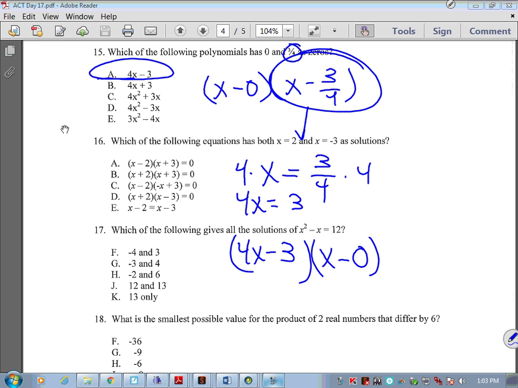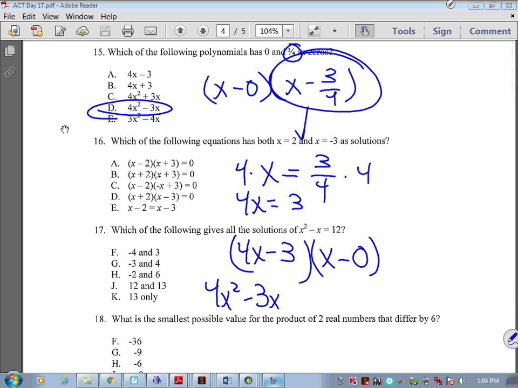Okay, so what's 4x times x? 4x squared. What's 4x times 0? 0, nothing. No need to mess with it. So then we move on to the other part. What's negative 3 times x? Well, that's negative 3x, right? Okay, and then negative 3 times 0 is nothing. So we just weren't done yet. Okay, so 4x squared minus 3x, that's why we get that.